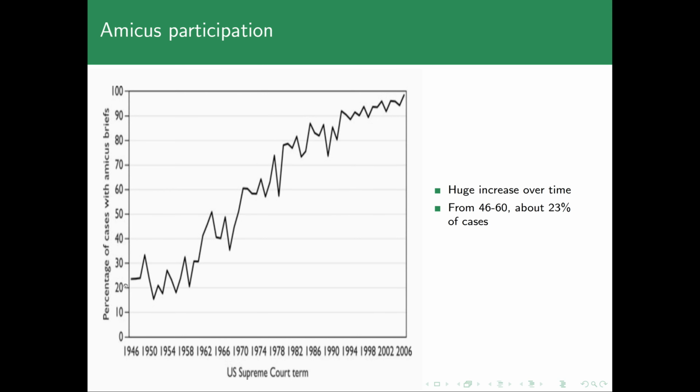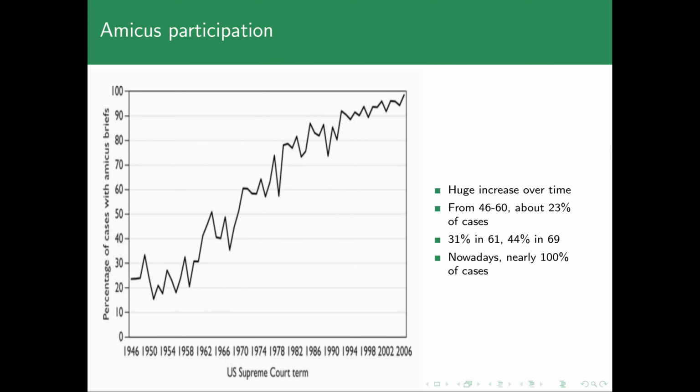From 1940 to about 1960, it was like 23% of the cases. It shoots up immediately to 31 and shoots up even more to about 44 in 1969. Nowadays, it's 98% of cases. So in 98 out of 100 cases, there's at least one amicus brief filed. You have to remember, the court hears like 80 cases a year. So we're talking, in some years, fewer than one case that has 0 amicus briefs filed. That's a lot.